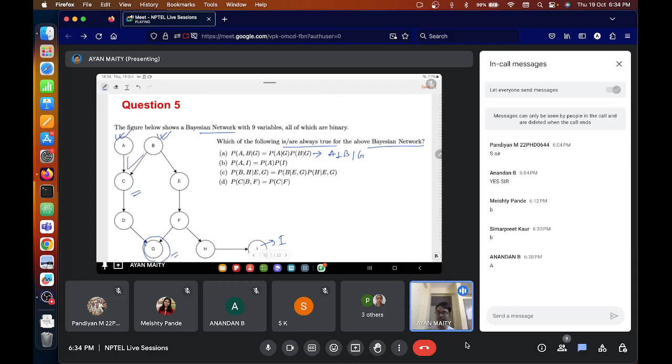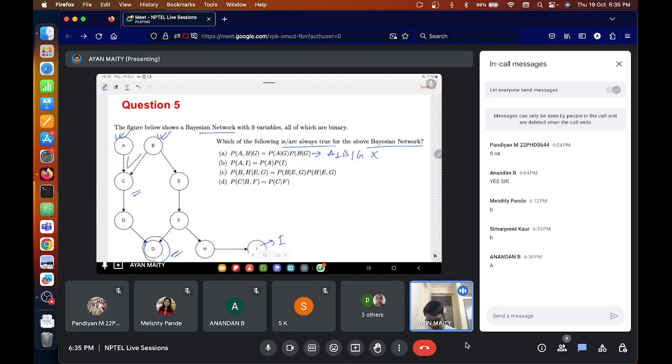If the path is not blocked, then A and B are not conditionally independent. If all the paths from A to B are blocked by one or more variables along the path, then A and B are conditionally independent. But because of C and this G being given, A and B are connected. This path from A to B via C is not blocked, so A and B are not conditionally independent. So option A is not correct.